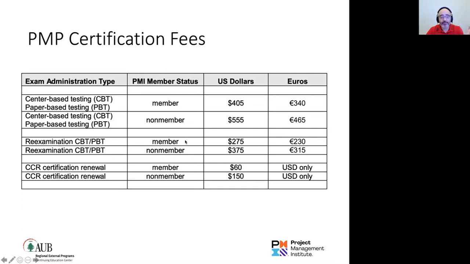Re-examination, if you are a member, also works in your favor. If you fail the exam, it's like an insurance policy for you: you pay $100 less for retaking the examination. And the renewal is $60 for members every 3 years. Make sense?